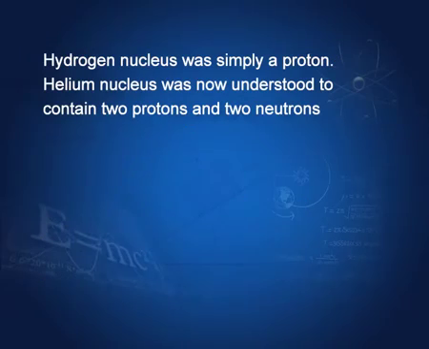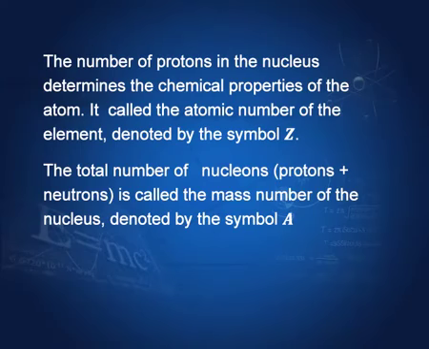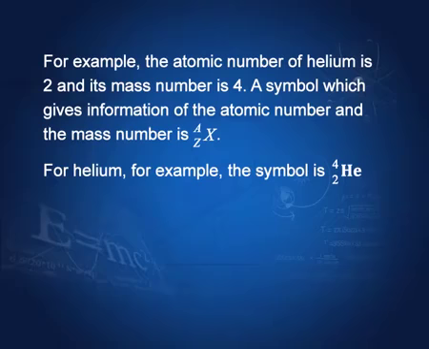The hydrogen nucleus was simply a proton. The helium nucleus was now understood to contain 2 protons and 2 neutrons. The number of protons in the nucleus determines the chemical properties of the atoms. It is called the atomic number, that is the number of charges, denoted by Z. The total number of nucleons, protons plus neutrons, is called the mass number of the nucleus, denoted by the symbol A. So, we shall have this symbol X with A and Z. A is the mass number, Z is the atomic number. For example, helium is represented as He with 4 as mass number and 2 as the atomic number.